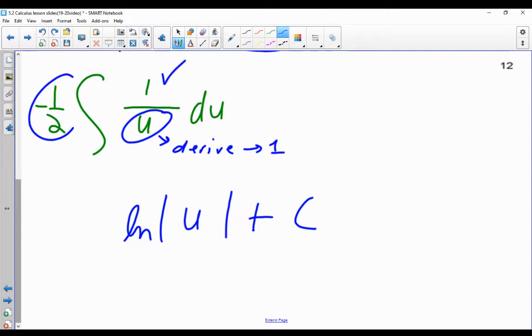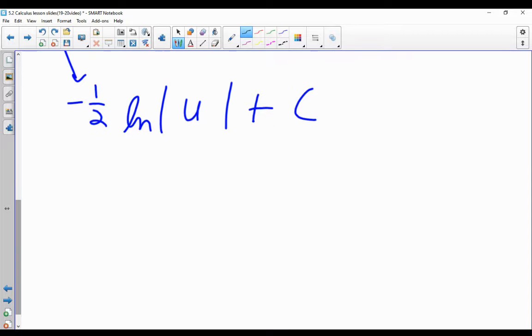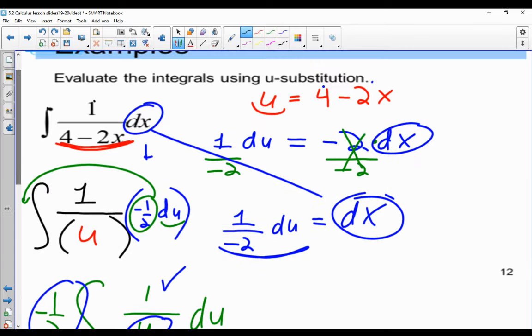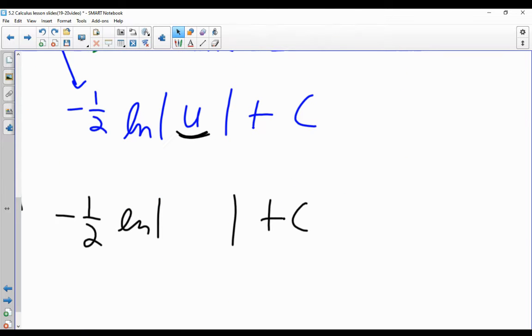But what do I do with the 1/2? Well, you guessed it. That just stays in the front, just where we put it. And now we're 98% done. Because remember, once we get the antiderivative, we don't need that u anymore. So we're going to have to replace the u with what it was originally. And what was it originally? Let's scroll back up. 4 minus 2x. That was what u was. So I'm going to replace the u with 4 minus 2x. And voila, there is your antiderivative.